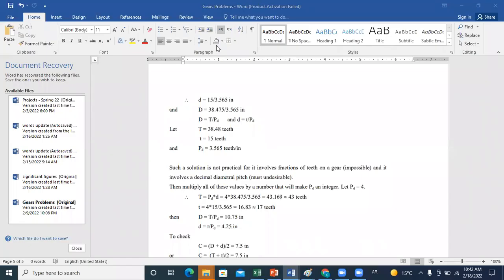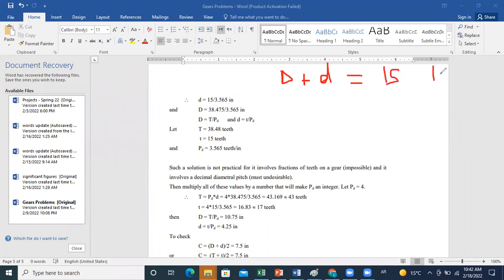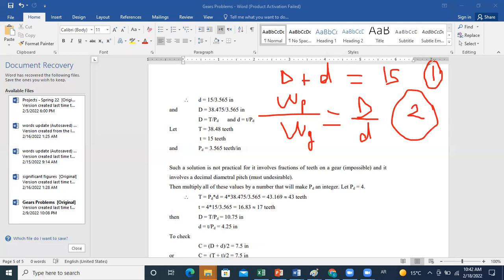Okay, so we were able to write two equations with two unknowns. The first equation is from the first constraint on distance between centers, d plus D equals 15. The other equation is because we want a certain angular velocity ratio, omega pinion over omega gear, which is inversely proportional to the ratio of diameters. Then we got two equations with two unknowns. If you solve this set of equations, you get that your desired sizes are the following.